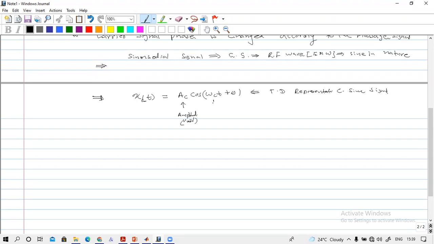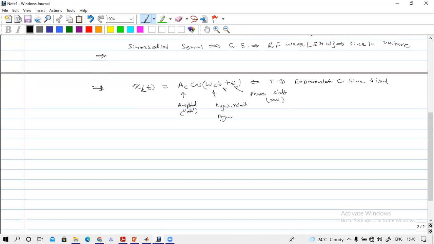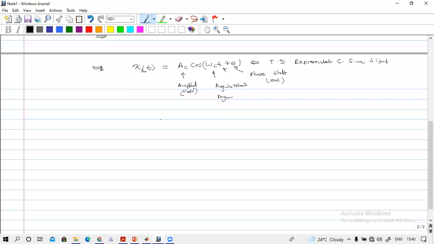This is the angular frequency, also called angular velocity. This is time. And this is the phase shift, normally measured in degrees or radians. Typically we measure it in radians. I think you know that.